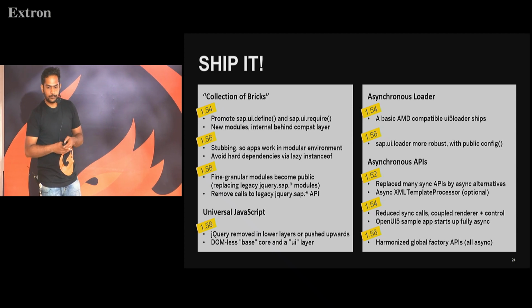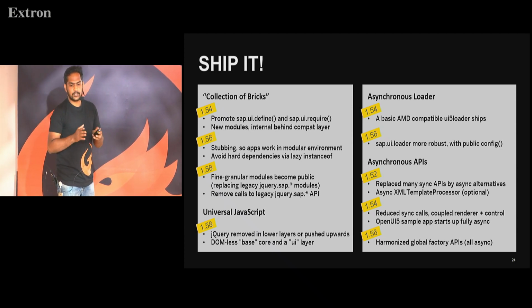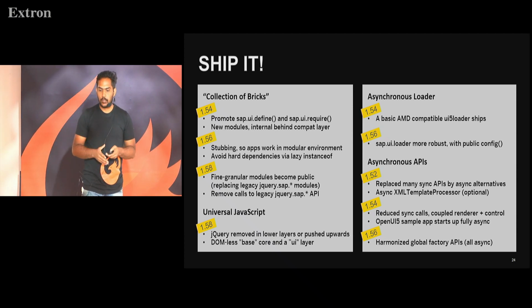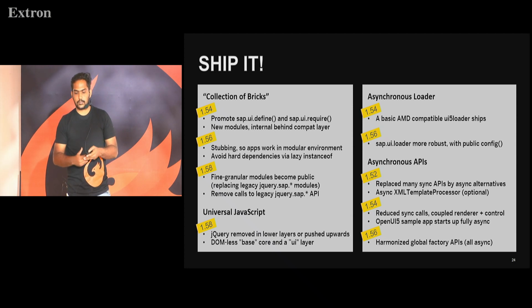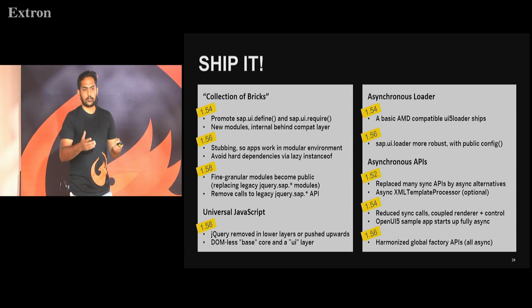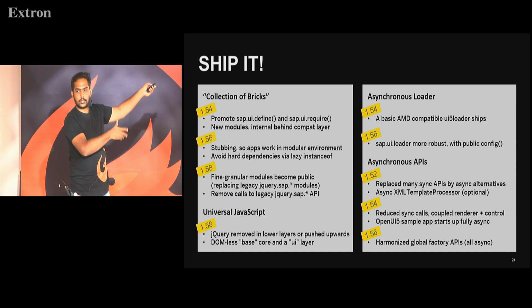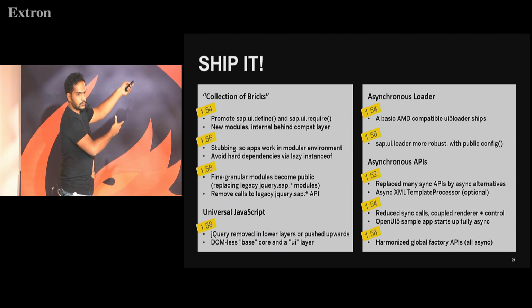In 1.54, we had a basic AMD-compatible UI5 loader. But in 1.56, it is more robust. You can even do the configuration with the public APIs. We just saw that demo, if you remember.